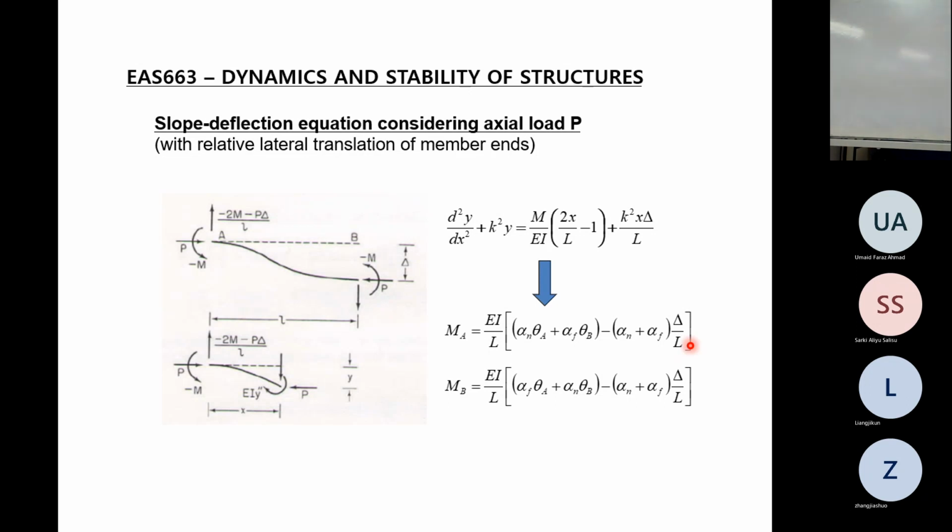Okay? So in general, if you have rotations plus relative end translation, this is the equation that we have to use. This is the slope deflection equation that we have to use. And these slope deflection equations will be used to determine the critical load. Now, our aim in introducing this is to use these equations to determine the critical load.